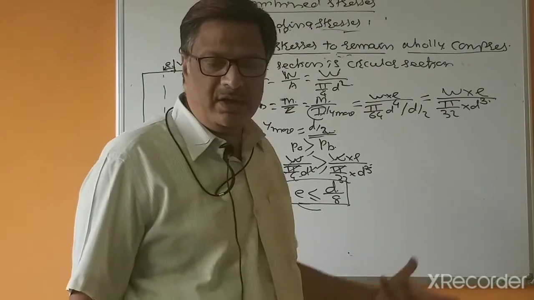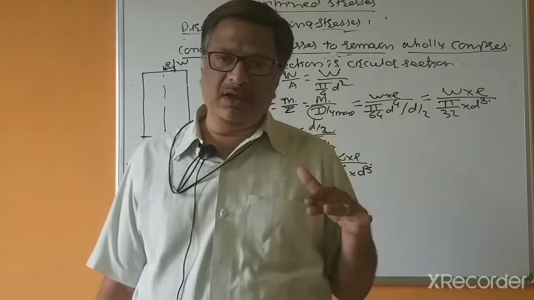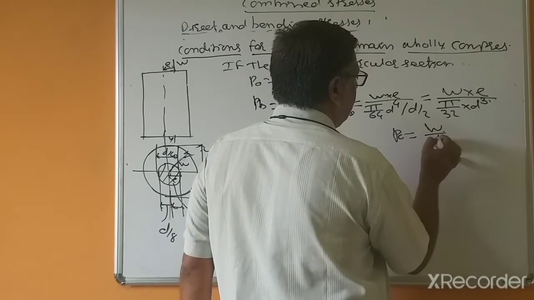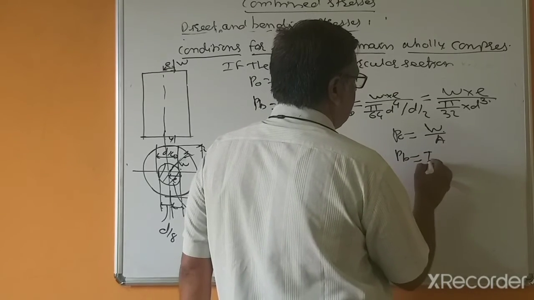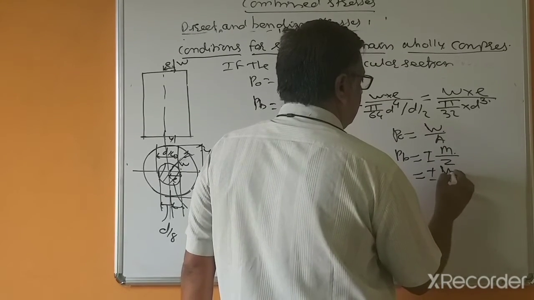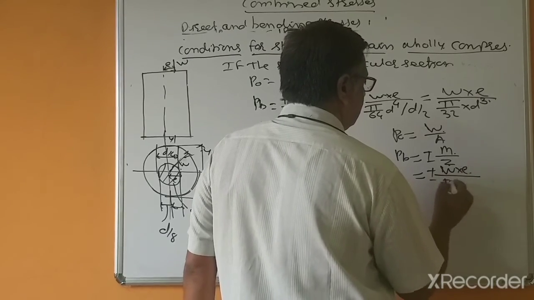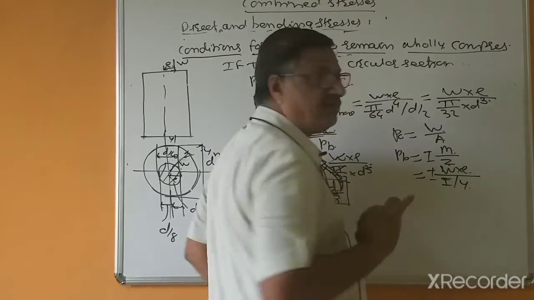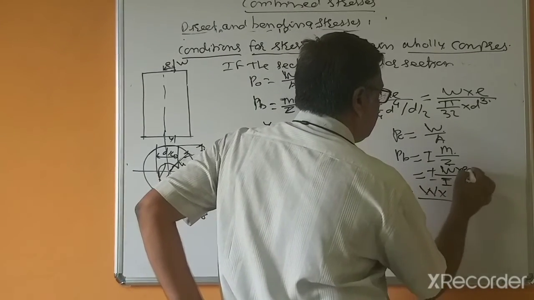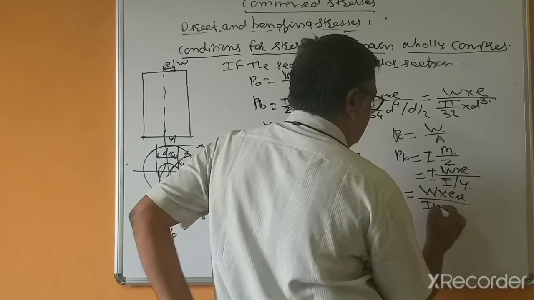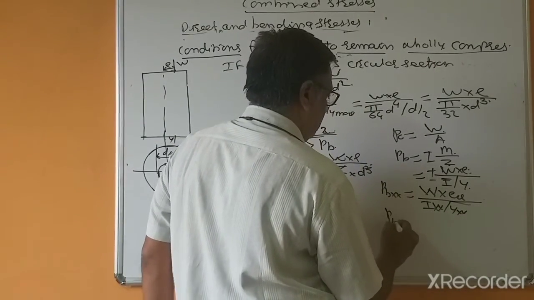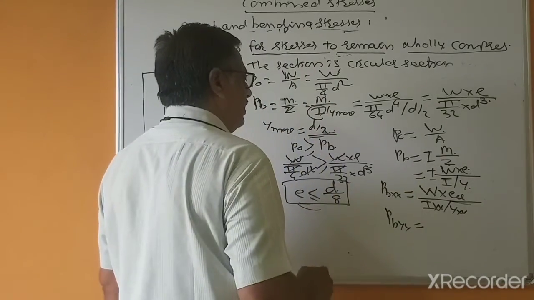So these are the conditions. Direct stress equals P by A, and bending stress, remember, direct stress equals W by A, and bending stress equals plus or minus M divided by Z, which is W into E divided by I divided by Y. This is the general formula, or otherwise PB XX equals W into eccentricity, this is the x axis, divided by the moment of inertia about the x axis, times the distance, and otherwise PB YY.